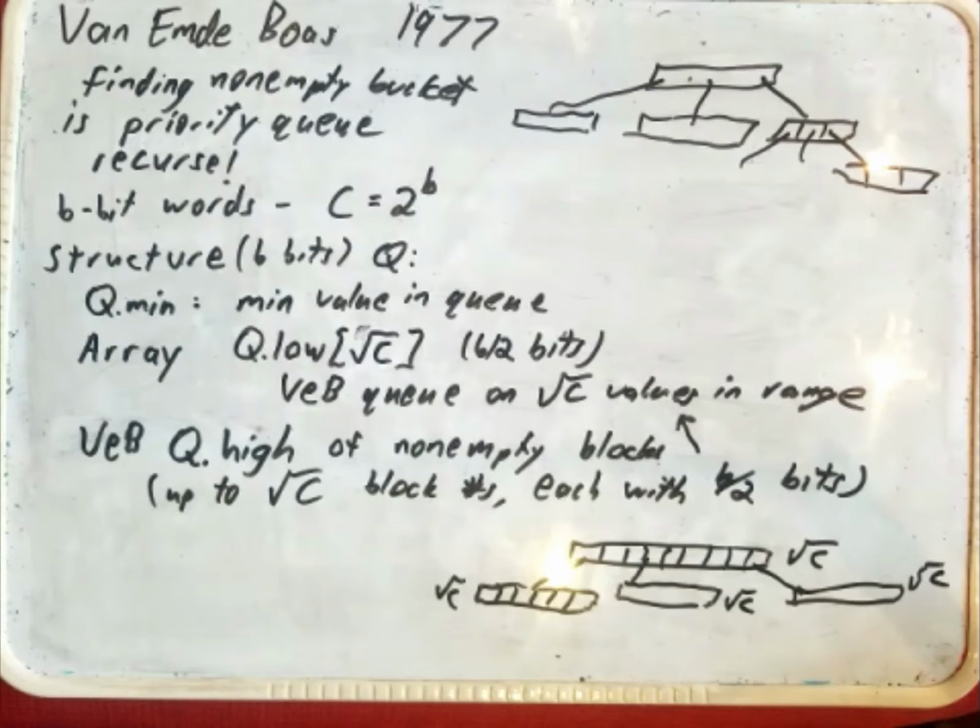Great. So again, this is going after exactly what we discussed. Finding the smallest non-empty block at the top layer is a priority queue problem. We may create a new non-empty block when we insert something. We may create an empty block when we delete something, and we often need to find the first non-empty block. So we should use a priority queue for that, and that's what q.high is doing.